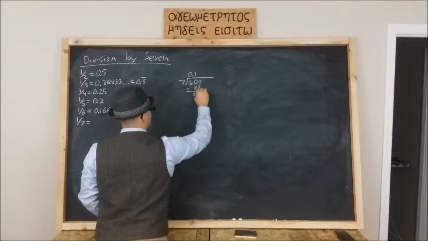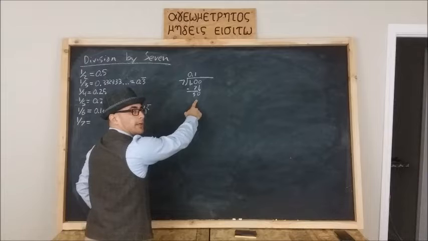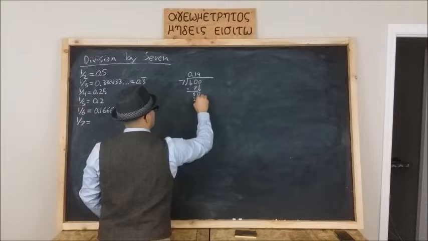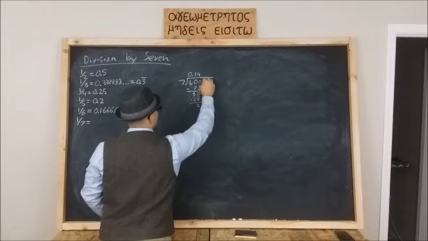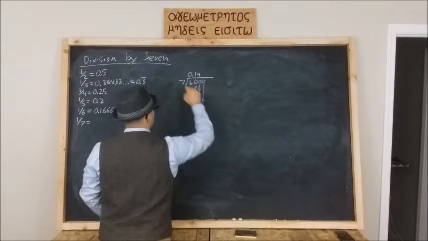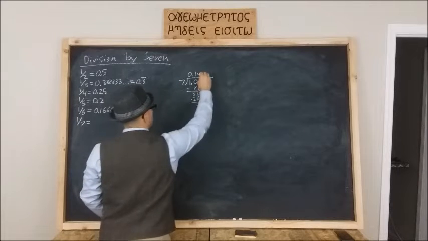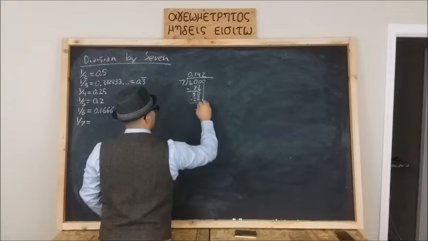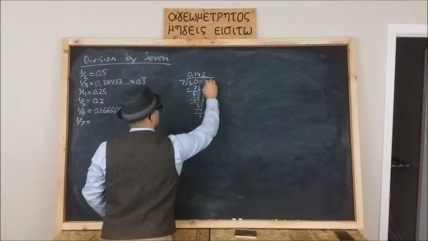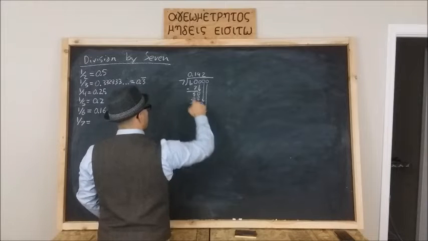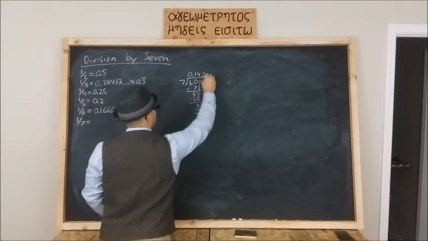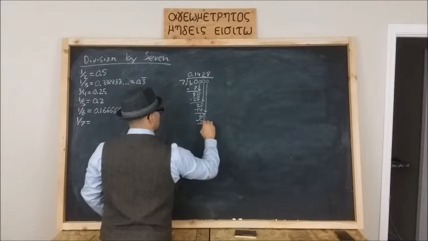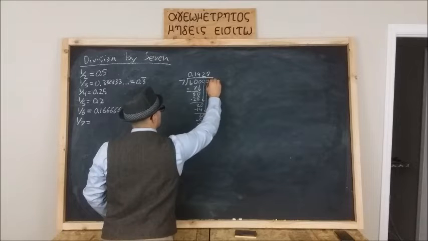Add a 0, drop it down. 7 goes into 30 4 times. 4 times 7 is 28. Subtract, that gives me a 2. Bring another 0 down. 7 goes into 20 2 times. 2 times 7 is 14. 20 minus 14 is 6. Bring down another 0. 7 goes into 60 8 times. 8 times 7 is 56. Subtract 60 minus 56, 4.